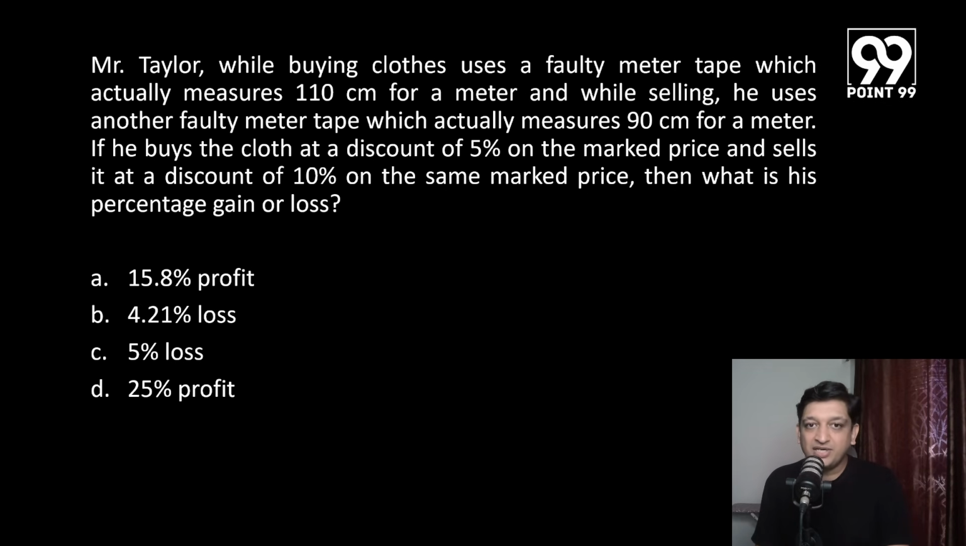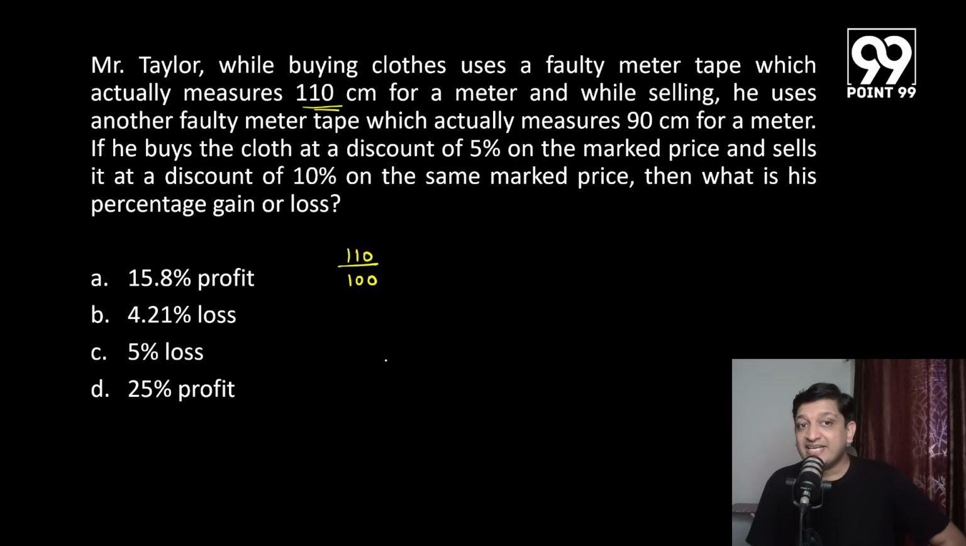Now, if you look at this particular question, he is buying 110 centimeters using a faulty meter tape, which basically means he is giving money for 100 centimeters, but he's buying something which is worth 110 centimeters. So if you do it mathematically, the shortcut comes a bit later, so stay tuned for that. But mathematically, he's basically getting a value of 110 on an investment of 100.